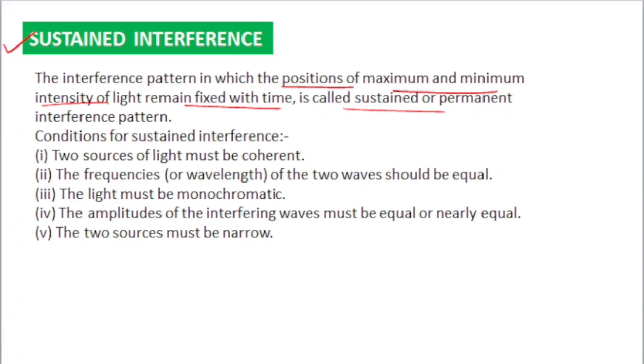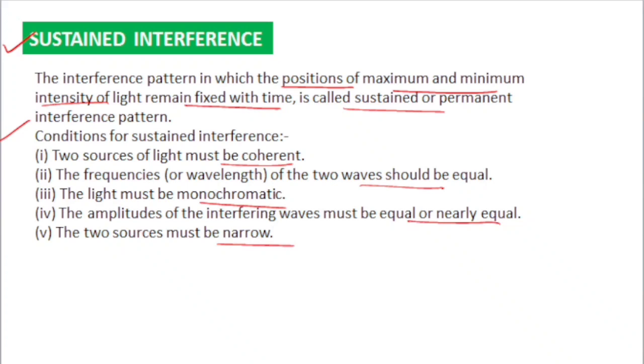And what are different conditions to get sustained interference? Two sources of light must be coherent. The frequencies of the two waves should be equal. The light must be monochromatic. The amplitude of interfering waves must be nearly equal. The two sources must be narrow. These are different conditions for sustained interference, right?